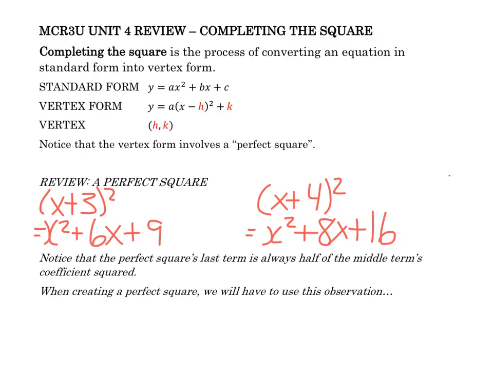In this video, we'll review the process for completing the square. Completing the square takes a quadratic equation in standard form and converts it into vertex form. Notice that the vertex form involves a perfect square. In order to create this perfect square, we're going to have to look at the expanded form of a variety of different perfect squares and observe the relationship between the constant term and the middle term's coefficient.